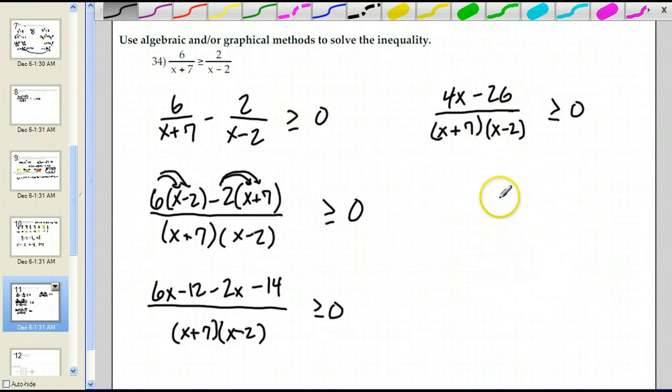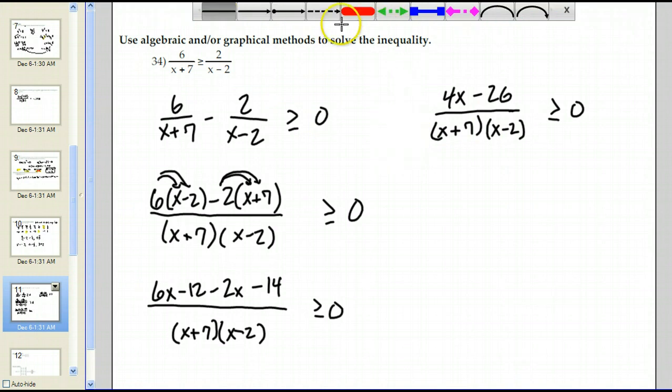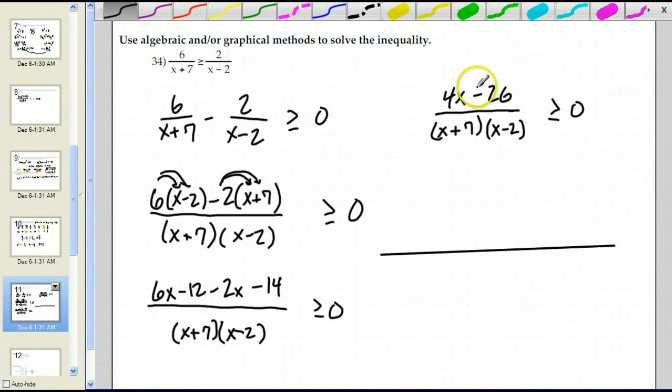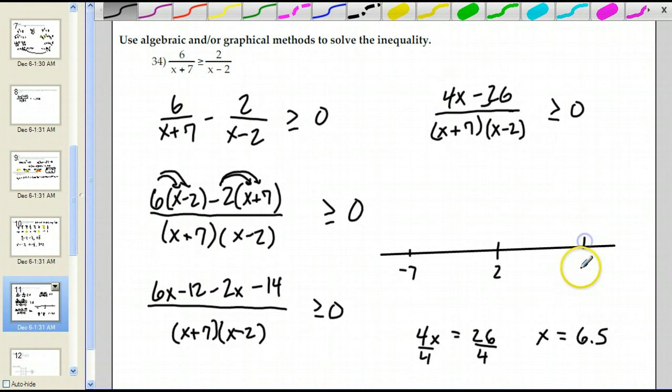Alright, now when you have this, you want to come up with what makes the denominator equal 0. Not just the denominator, numerator and denominator. So negative 7 obviously makes that denominator equal to 0. Positive 2 makes that denominator equal to 0. Then what makes the numerator equal to 0? Well, when 4x equals 26, these cancel. So if I divide by 4, I get x is equal to 6.5, which is up here.